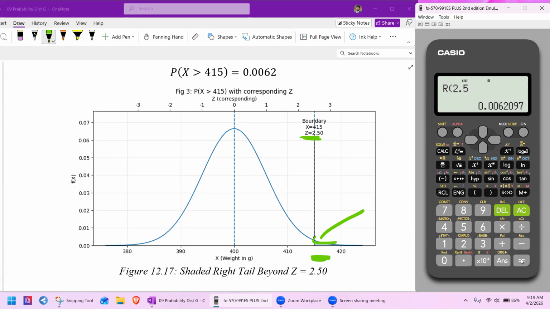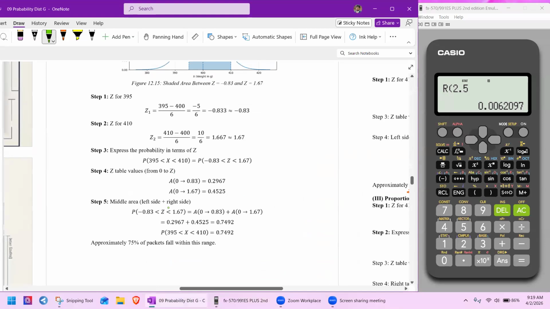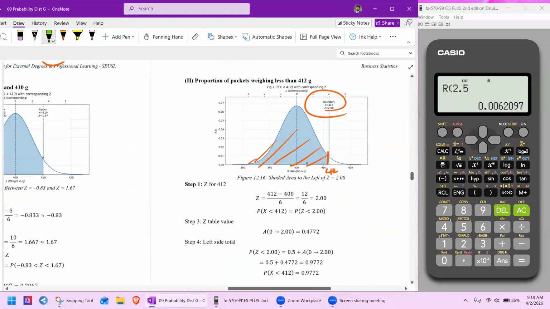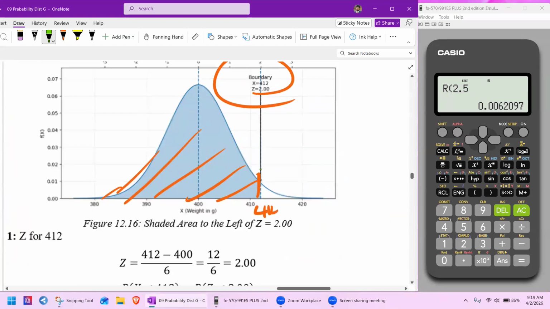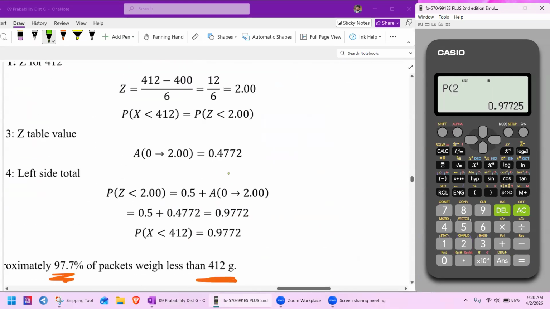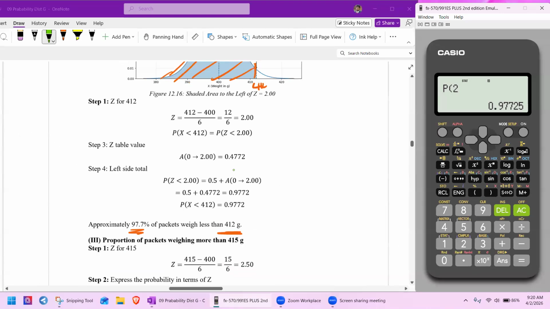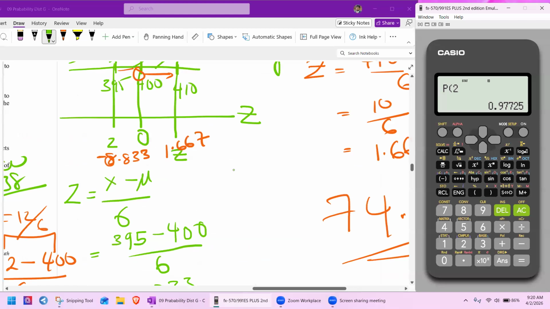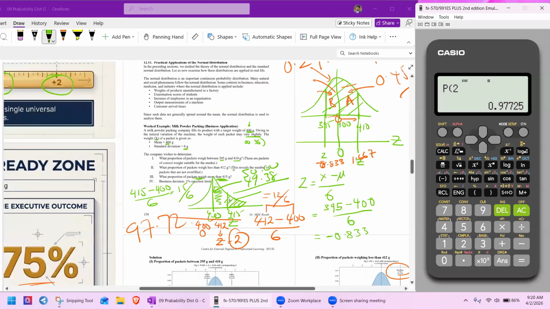And for the previous question, to the left side, we have to find the area to the left, so we can apply directly, and this is actually P. The z value 2 equals 97.725. You see, 97.725. So we can use the calculator for these instances, but without the table, facing an examination question is very difficult.